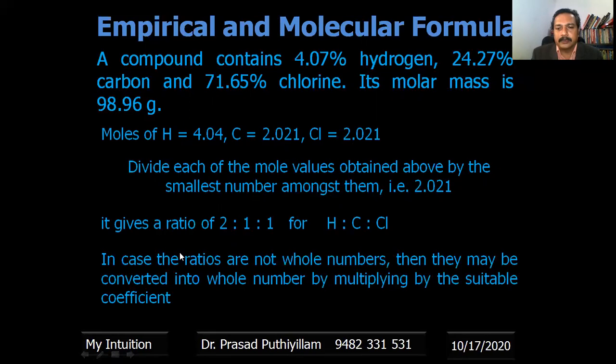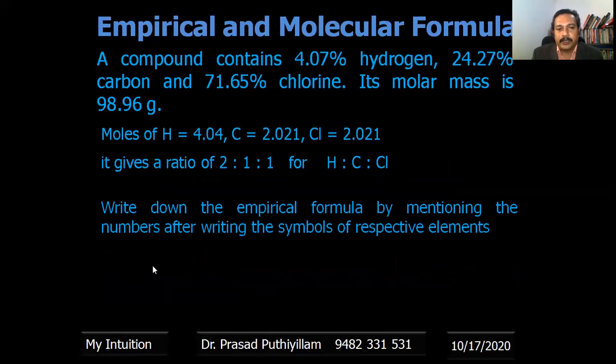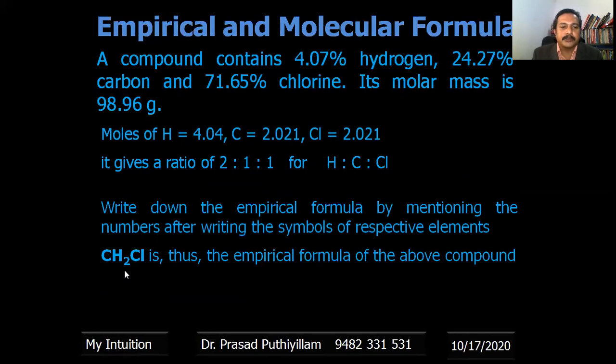If the ratio is not a whole number, if a fraction is there, then we need to convert it into the corresponding whole numbers by multiplying by a suitable coefficient. Here we got exactly 2 to 1 to 1 for hydrogen, carbon and chlorine. Therefore the empirical formula can be written by giving the respective numbers: 2 hydrogen, 1 carbon, 1 chlorine, therefore H2CCl, or we can say CH2Cl. CH2Cl is the empirical formula of the given compound.